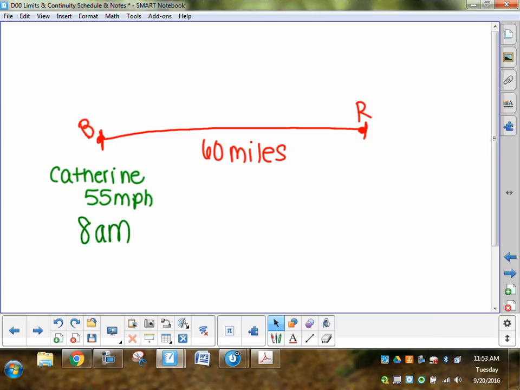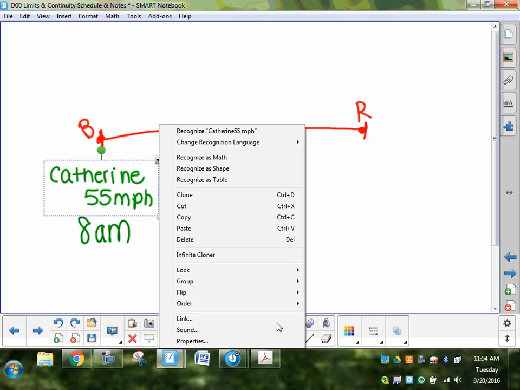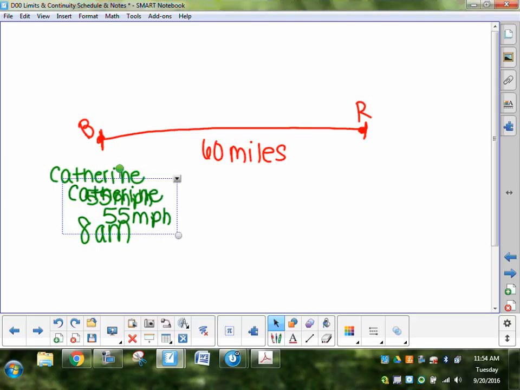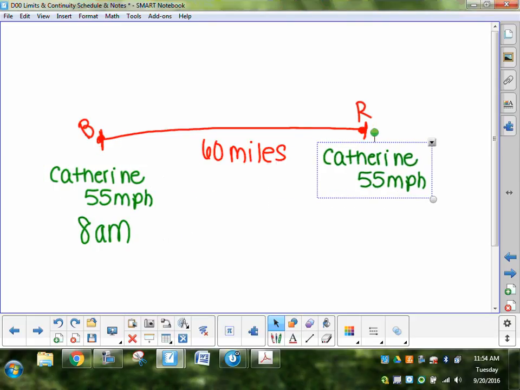Now, we clocked Catherine again in Rochester at 9 a.m. going 55. And she gets pulled over. She's going to get a ticket.